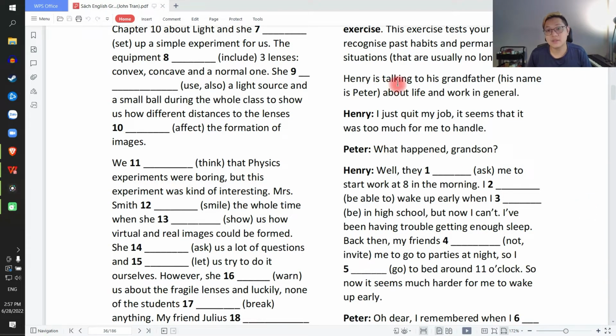Henry is talking to his grandfather. His name is Peter. Peter, about life and work in general. I just quit my job. It seems that it was too much for me to handle. What happened, grandson? Well, they asked me to start work at 8 in the morning.